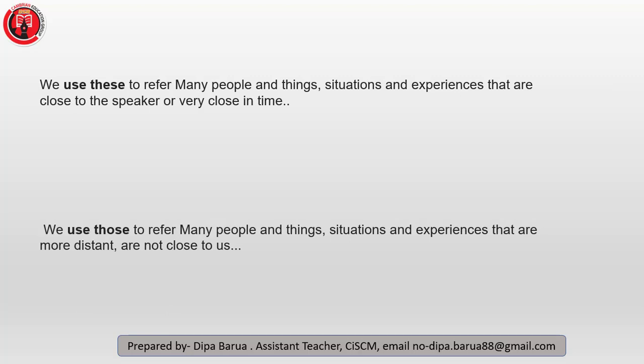And next comes the third word, these. Spelling: T-H-E-S-E. Mainly we use these to refer to many people and things, situations and experiences that are close to the speaker or very close in time. That means these means many people or more than one thing that is close to us.